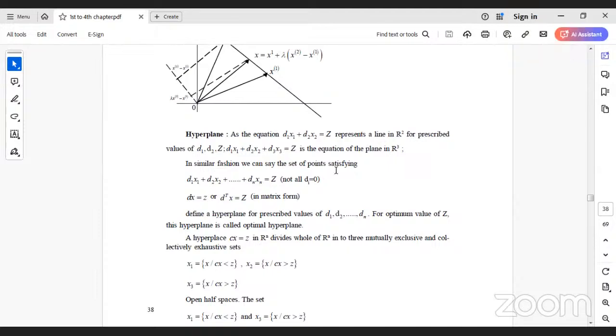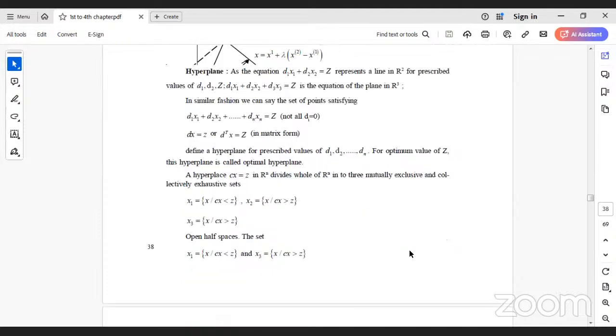A hyperplane c transpose x equal to z divides the whole of R power n into three mutually exclusive and collectively exhaustive sets. X1 is the set of x such that c transpose x is less than or equal to z, X2 is the set where c transpose x is greater than z, and X3 is the remaining set. We have to see this in the problem.